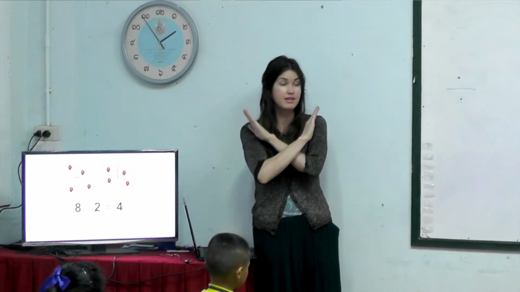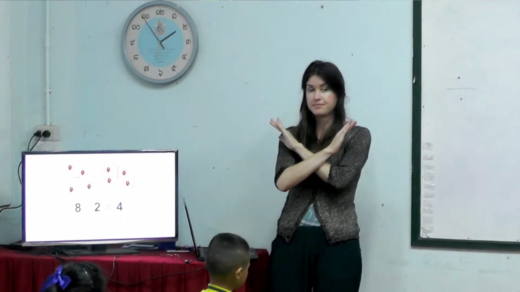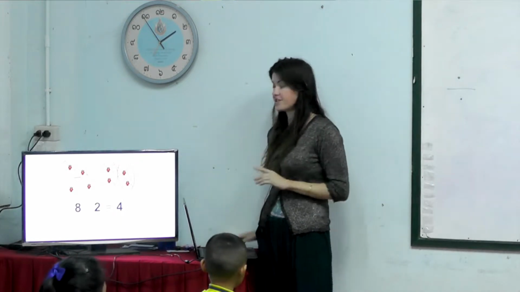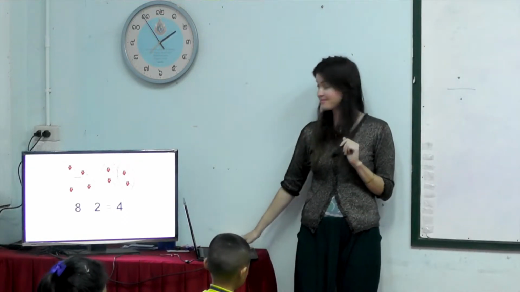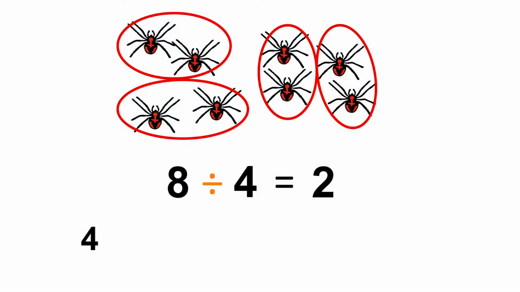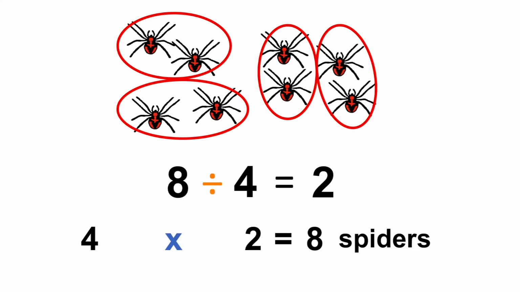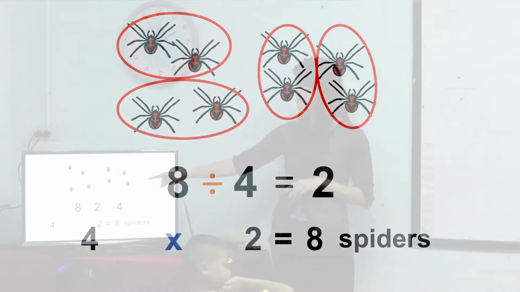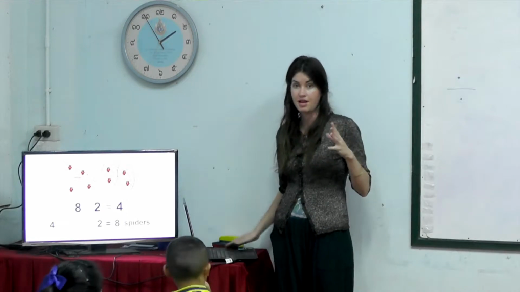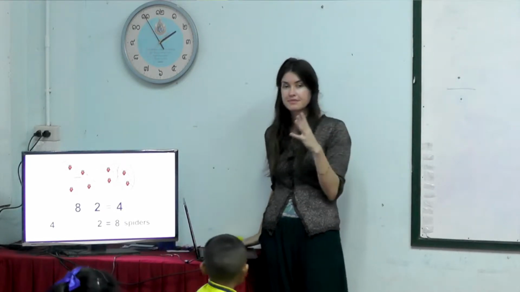Or if we want to do it with times or multiplication, we can change it up a little bit. Yeah, we can take four groups. One, two, three, four groups of two. Four groups of two equals eight. And we know that groups of is just another way that we can say times. So we can change groups of to our times. And we have four times two spiders is eight spiders. Are you starting to see how it makes a little family? Yes. A little fact family?